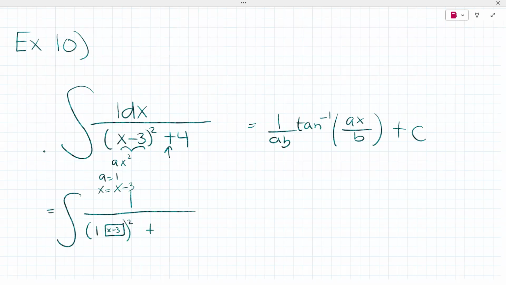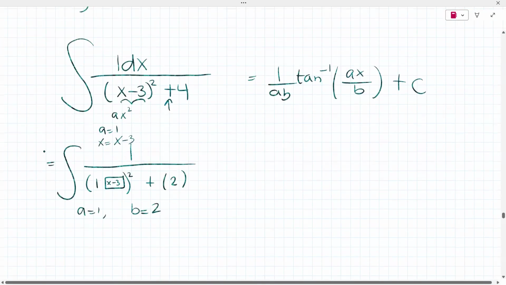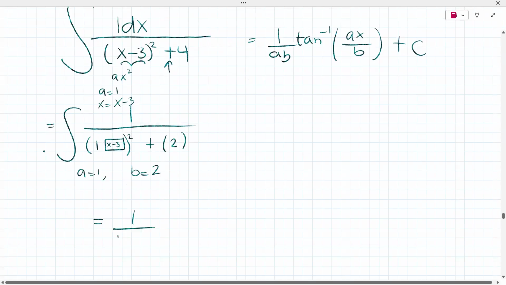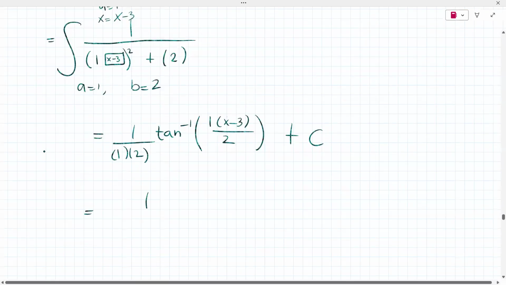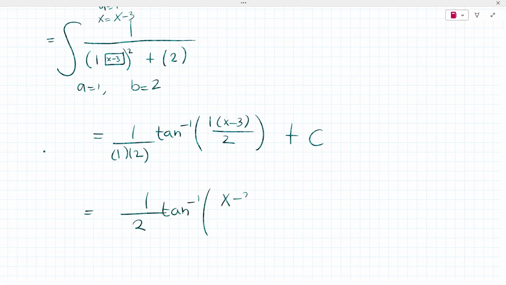Right? And then plus b, what number squared gives you 4? 2. So our a is still 1 and my b is 2. Okay, and then put it in this formula. So it's 1 over ab. A is 1, b is 2. Tan inverse of ax. A is 1, and our x is x minus 3, and our b is 2 plus c. When you put it all together, you get 1 over 2 tan inverse of x minus 3 over 2. Let's see.